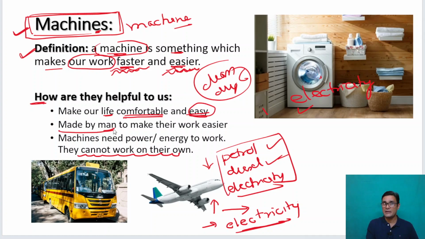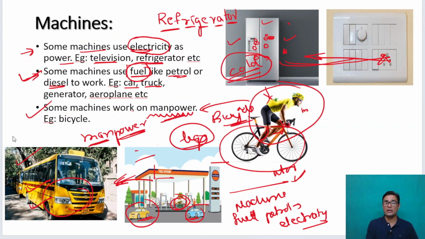They are made by man, they are not made by God, and they need power or energy to work. Only when you give them power can they work. Then what did we learn? Some machines use electricity. Some machines use fuel like petrol and diesel. Some machines work on manpower. One more thing we saw at the end: the bullock cart runs on animal power.